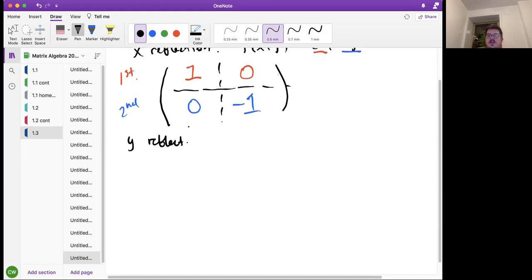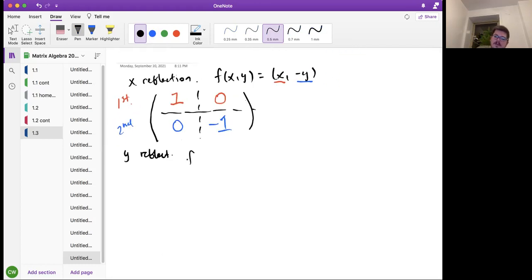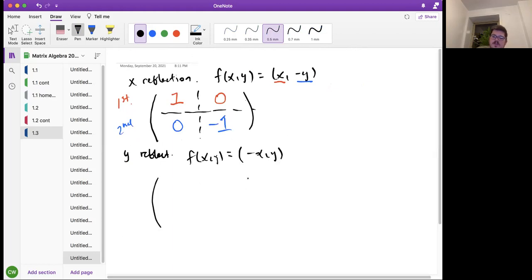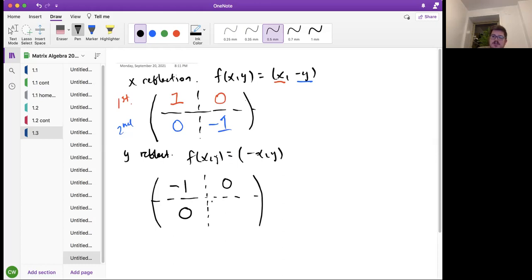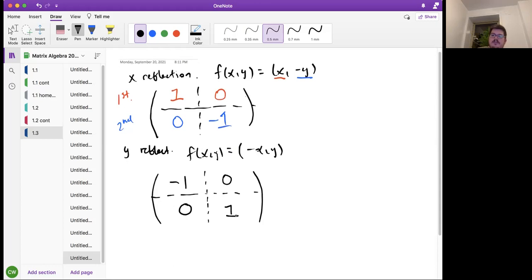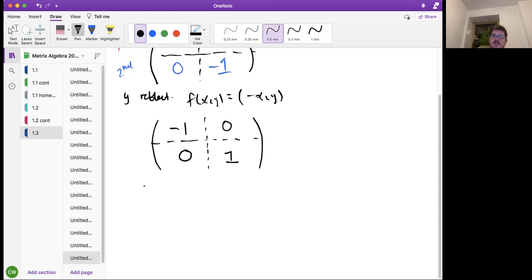A lot of these reflections may look similar. Okay, can someone say this one? What's the first row going to read? -1. Yeah, there's -1 of x's. How many y's are there in the first coordinate? 0. How many x's in the second coordinate? 0. And then 1y. Yeah, let's just do it for all of them.